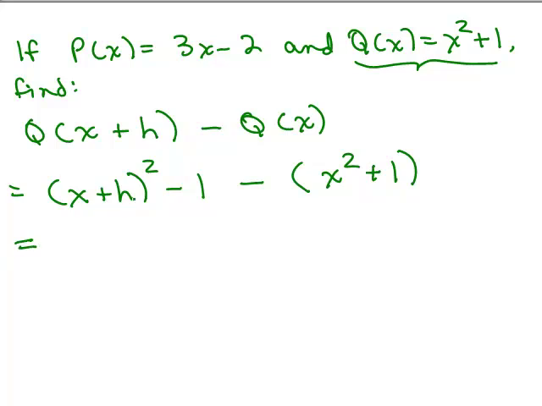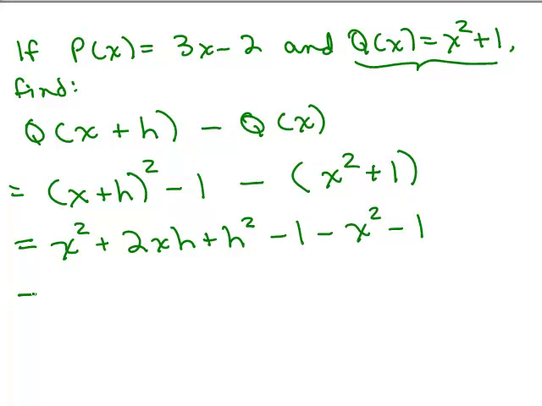(x plus h) squared. So you need to multiply x plus h times x plus h. You could do that on scratch paper and do the FOIL method. You'll get x squared plus 2xh plus h squared. You also might know the formula for squaring a binomial, and that is the formula actually. Minus 1, right, there's that minus 1. And now I'm going to distribute this minus sign, so I have a minus x squared minus 1.